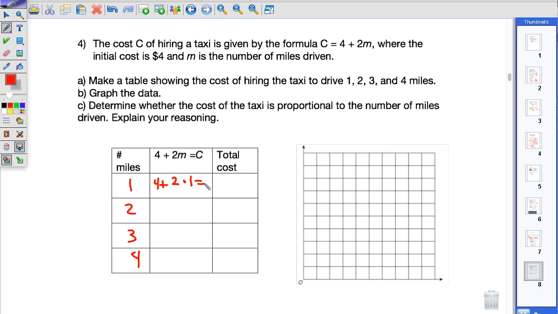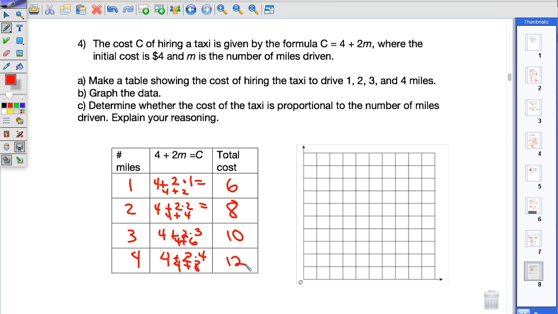So here's our equation. 4 is the initial cost, plus 2 times your number of miles gives your total cost. So doing the order of operations, we have to do the multiplication first. So we get 6. For 2 miles, it's 4 plus 2 times 2 to give you your cost. 2 times 2 is 4, so 4 plus 4 is 8. 3 miles is 4 plus 2 times 3. Order of operations, we have to multiply first. So we get 4 plus 6, which is 10. 4 miles, so we do 4 plus 2 times 4, which is 8, plus 4, which is 12.